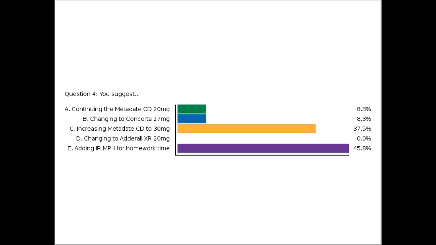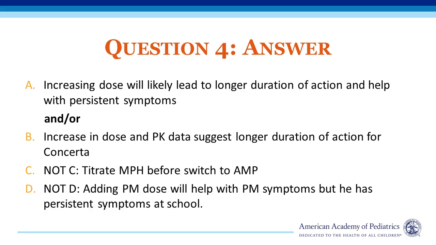Going up on the Metadate is another good choice, because if you go up on the dose, you're likely to go out on the duration. So increasing the dose will lead to longer duration of action, and increasing the dose and longer duration of action with the Concerta. We would titrate methylphenidate before switching to the amphetamine class.